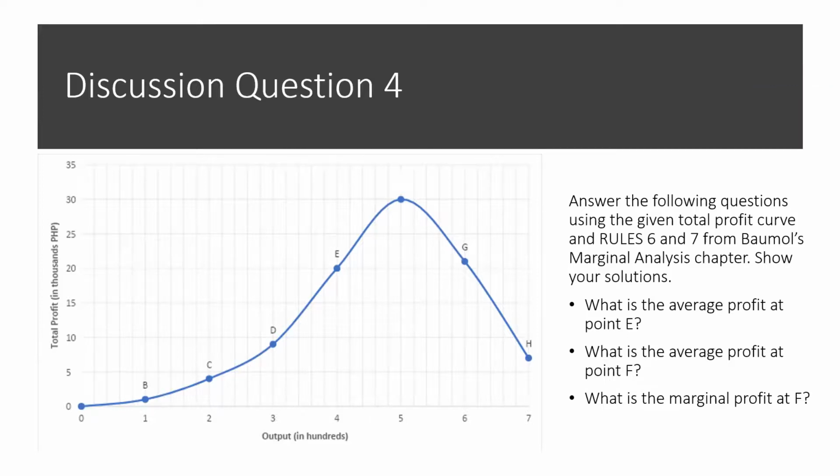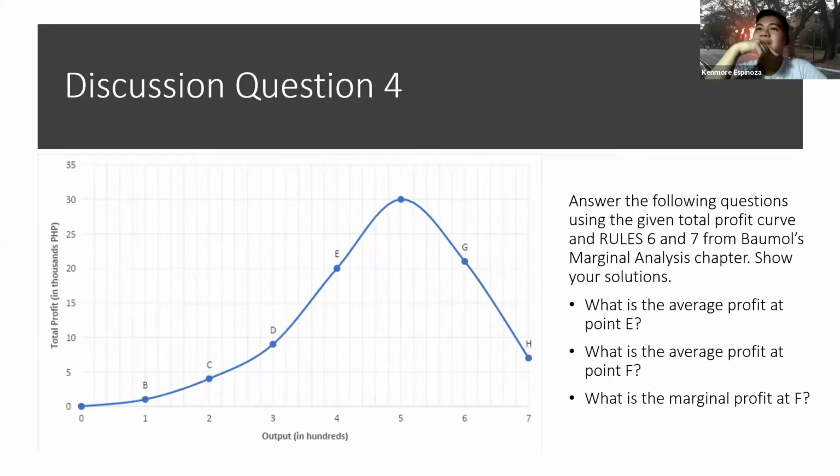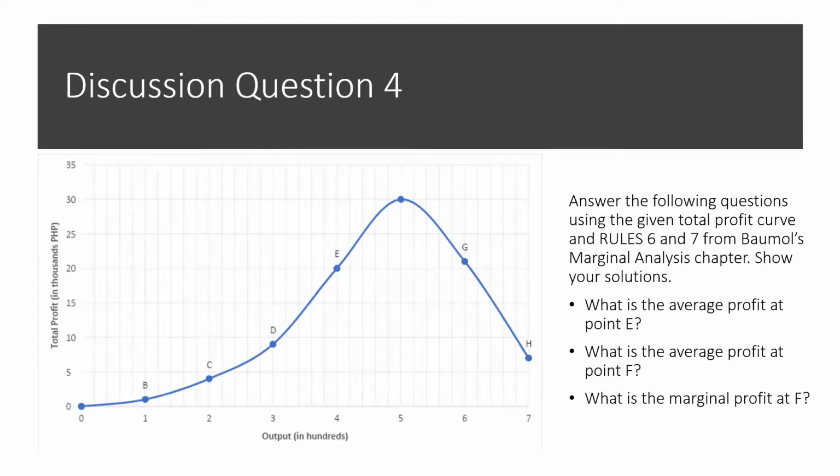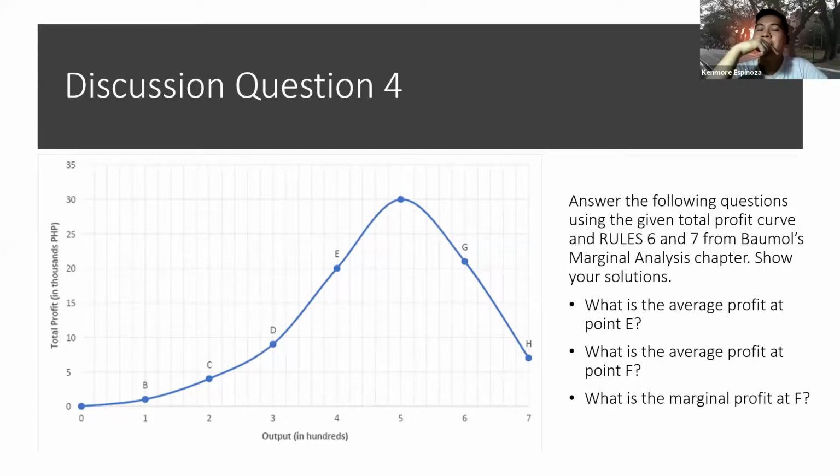The marginal profit is the slope of the tangent line at point F. Its rise is 30 and its run is 0. So the slope is 0, and the marginal profit is 0. Yes. The marginal profit should be 0. Okay. Got it? The marginal profit at that point should be 0. Jazel, got it? Yes, sir.